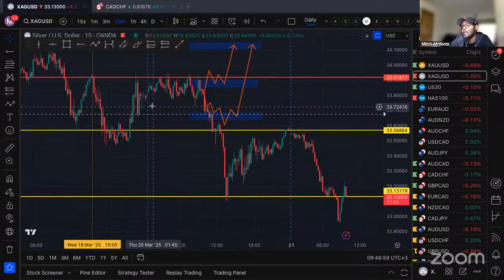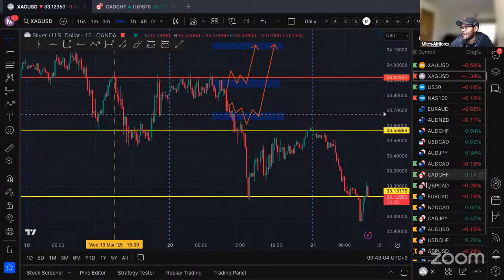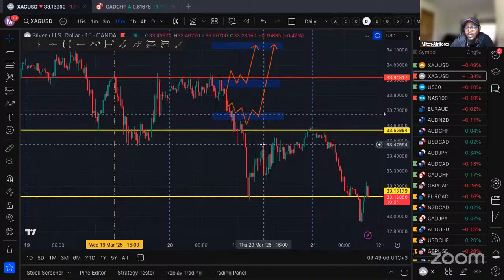But remember, as we always point out, within the indices as well as the metals, we are purely technical, meaning if the price breaks and holds below the red support and resistance area, unlike the currency pairs, it doesn't fall off our watch list. These pairs will always be on our watch list. It's just that now our bias in terms of the direction will change.